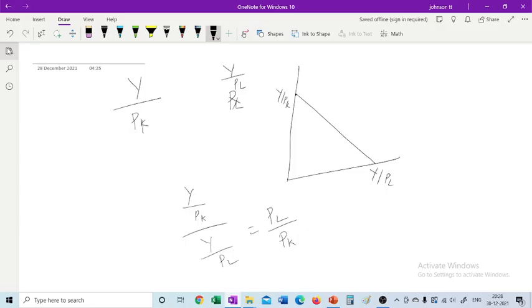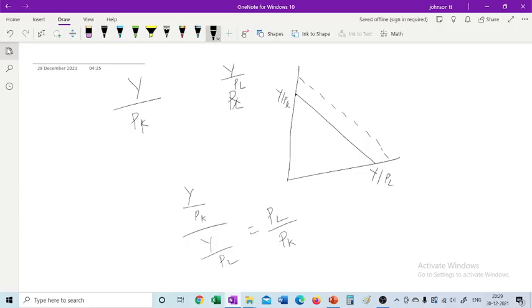Now suppose a producer is getting more money. Then what happens to the iso-cost line? The iso-cost line shifts rightward. There will be a parallel shift because more money is available for both the inputs. So there will be a parallel shift.